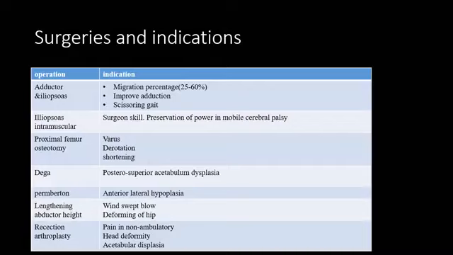Lengthening of the abductor system for the windswept deformities. That's where one side is dislocated and the other one is inside. So you may need to release the abductors to prevent or to correct that deformity.